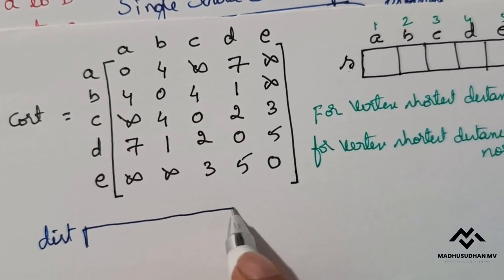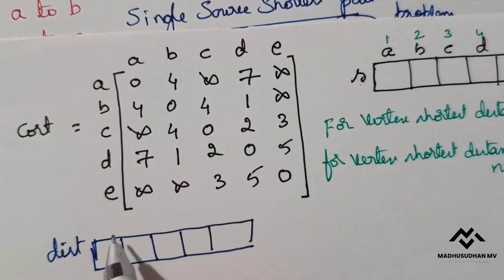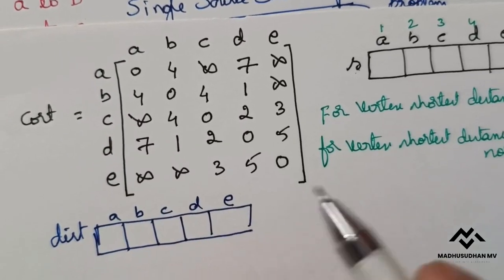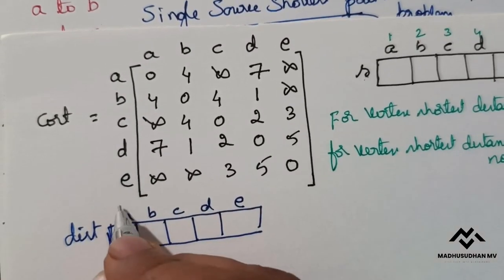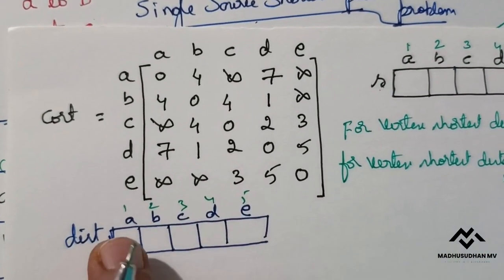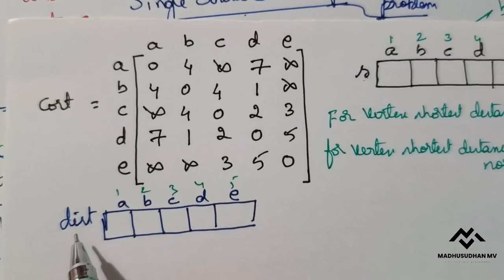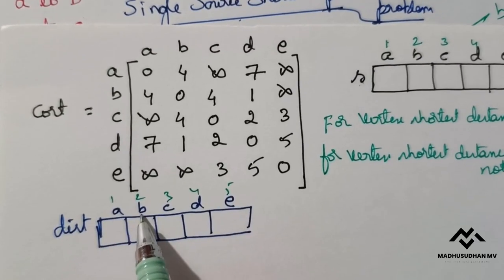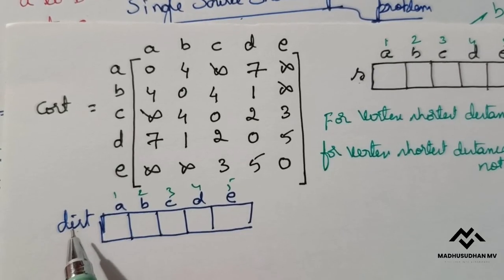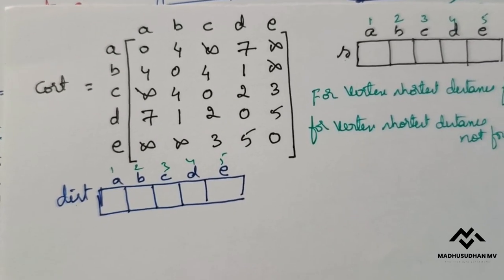And this array gives us the information about what is the shortest distance from the source vertex to all the remaining vertices. Again, I take the index 1, 2, 3, 4, 5, but for your convenience, I have written the vertex names also: A, B, C, D. So what is the shortest distance from the source vertex to A, to B, to C, to D, and to E? This array gives us that information.